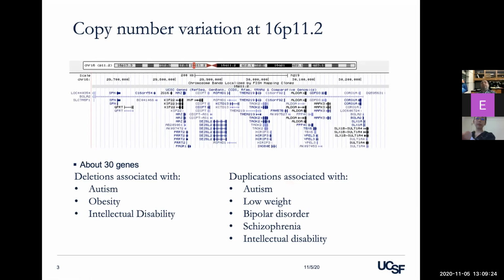And so people who carry deletions in these 30 genes tend to have autism, obesity, intellectual disability. People who have duplications in these genes tend to have autism as well. They actually tend to be underweight, and they also tend to have intellectual disability, and they're also much more likely to have bipolar disorder and schizophrenia.